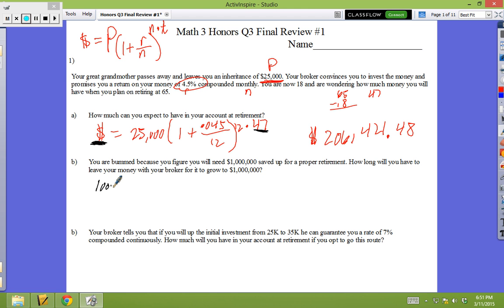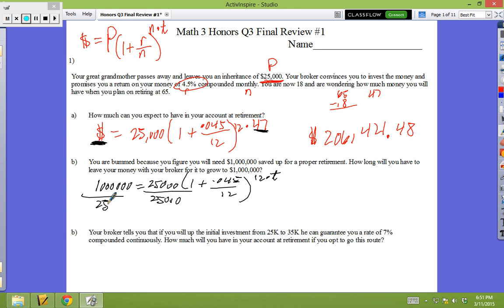So 1 million is equal to 25,000 multiplied by 1 plus 0.045 divided by 12 raised to the 12 times t. Okay, now this is a good problem. We've got to solve for the variable, and our variable is in the exponent. So we've got to undo everything that's hanging out with this variable. We've got to undo this 12. We've got to undo everything in the parentheses. We've got to undo this 25 grand outside, and that's what we're going to undo first. Let's undo this 25 grand. So let's divide both sides by 25 grand.